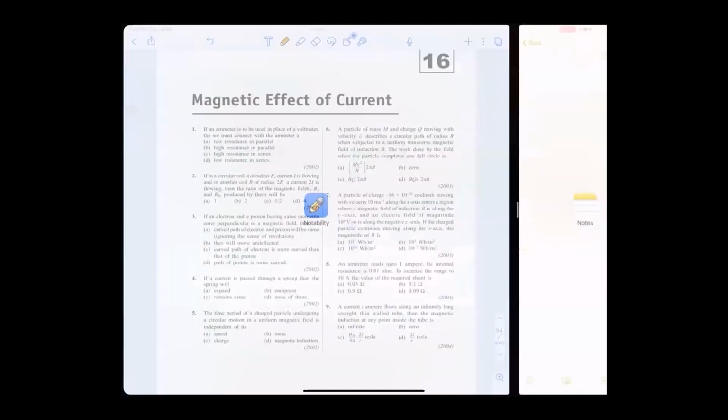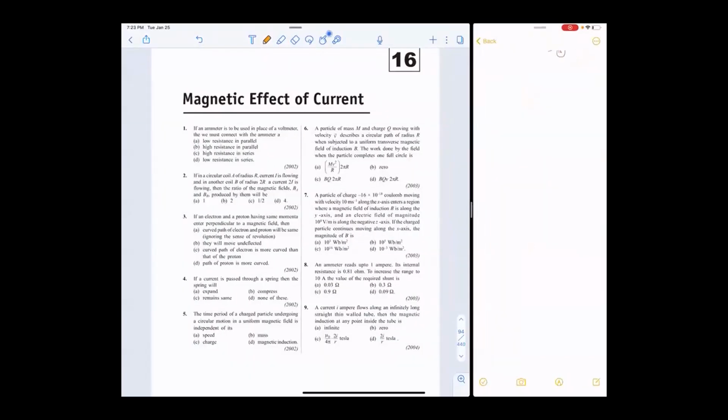Good guys, good. So you've done this. This question: if an ammeter is to be used in place of a voltmeter, then you should connect a high resistance in series. Voltmeter, no. So in series, high resistance. And this one, it is 1. Okay.